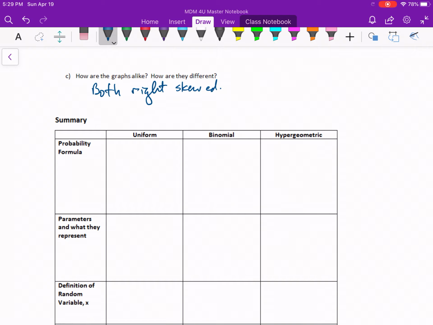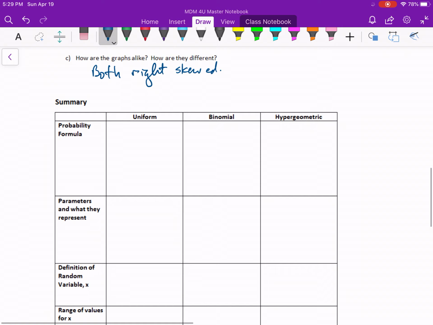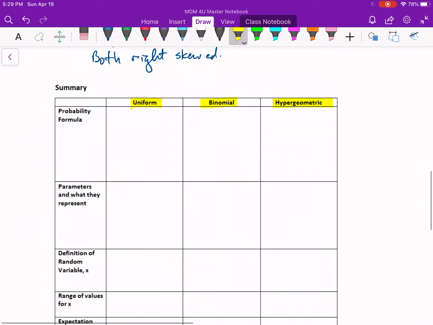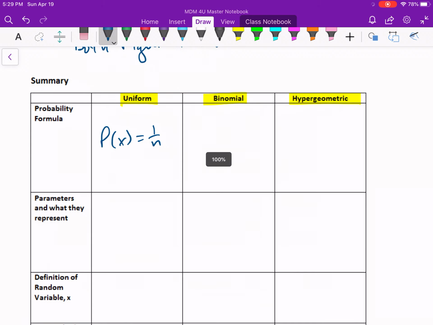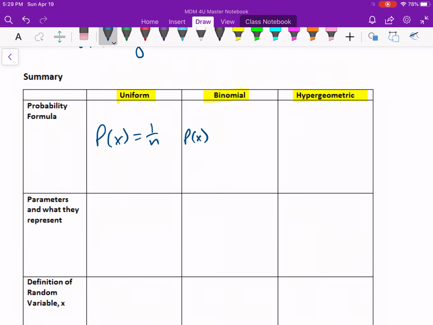So the only other thing that I really need to do is just give you guys a summary of what we've looked at. So here's the uniform one. Well, we got uniform, binomial, and hypergeometric across the top. Those are the three specific types of probability distributions that we've looked at. They each have a formula that's unique to that type of distribution. So P at x in this case is just 1 over n. For the binomial one, it's n choose x times p to the x times q to the n minus x.